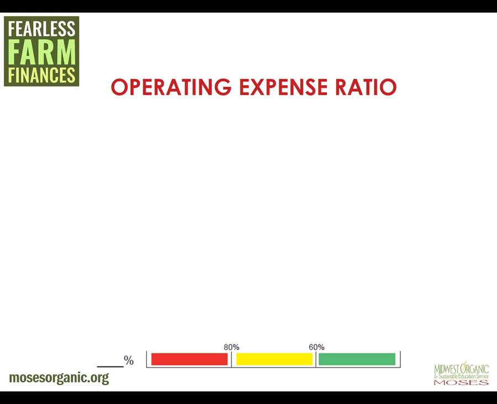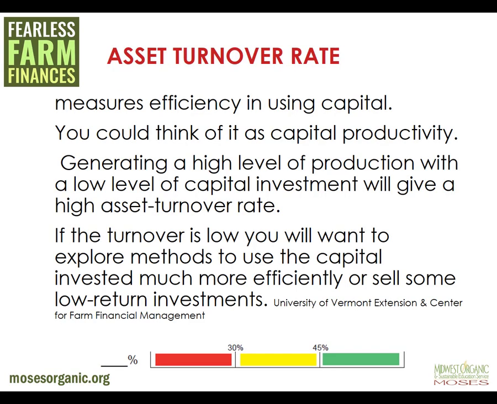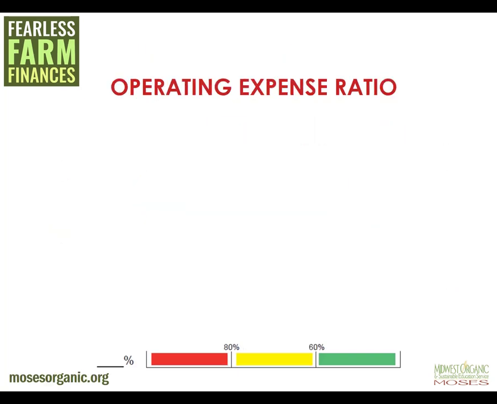I forgot to mention on the asset turnover rate, if we're below 30%, we're vulnerable, and if we're between 30 and 45%, we're okay, and if we're at 45% or greater, we're doing well. So asset turnover rate, very important thing to track and measure on an annual basis.